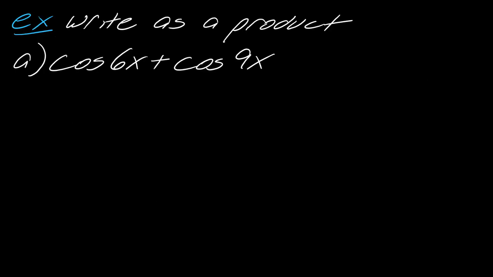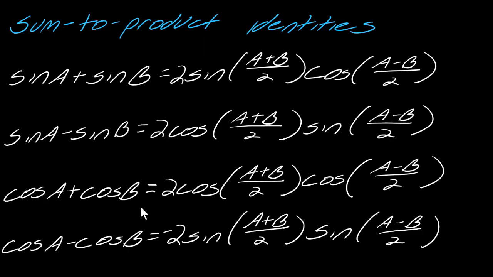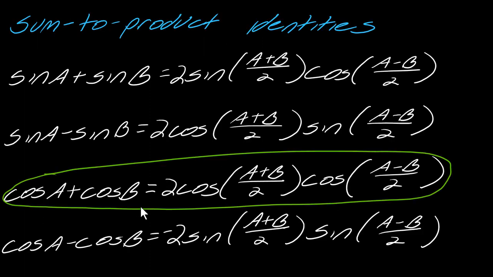Okay, and then the other way, so now going from the sum to the product, just showing you how to use those identities. So let's say I've got cosine of 6x plus cosine of 9x. Can you tell I have been filming for a while today? Okay, so cosine plus cosine, going to use this identity here, right?